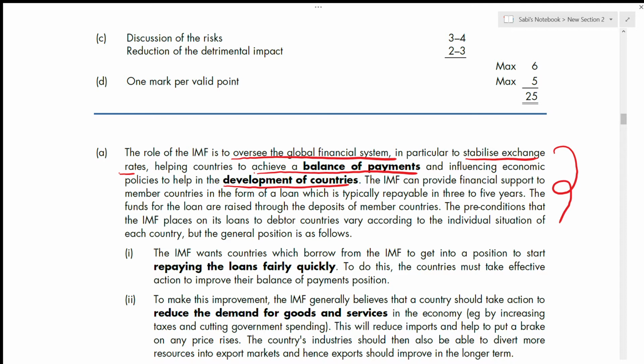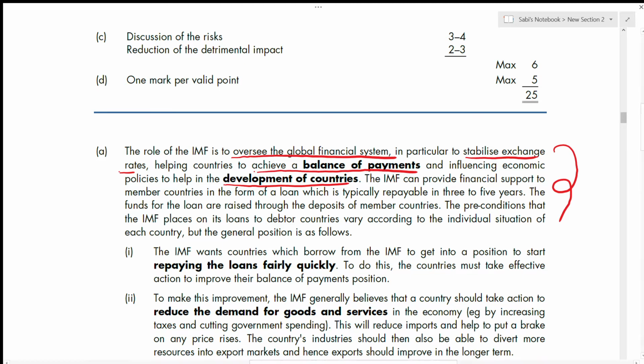So how are they going to help the countries? They can provide financial support to the member countries in the form of a loan which is typically repayable in 3 to 5 years. Now the conditions for each country which they put, of course, when you are taking a loan, there are some preconditions which need to be satisfied. So those conditions can be different from country to country. But listed below are some of the general conditions, right? So let's read what those general conditions are.